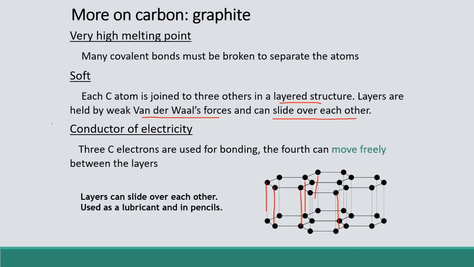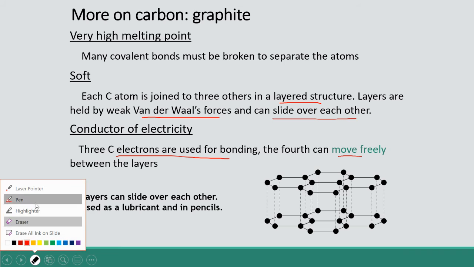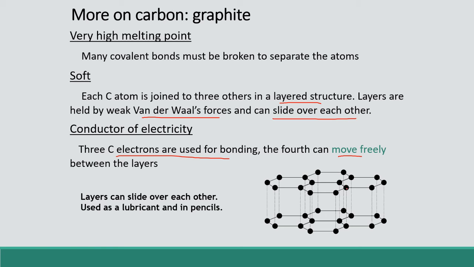And it can conduct electricity because the electrons between the layers can move. So 3 electrons are used for bonding. Each atom has only 3. So if I just get rid of all those lines that I've drawn, you'll be able to see that each atom has only 3 bonds. 1, 2, 3.